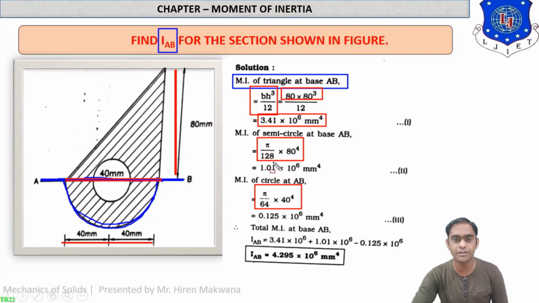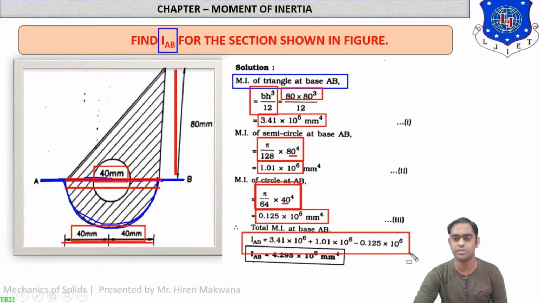So pi by 128 d raised to 4, where d means diameter of the semicircle, which is again 80 now. So pi by 128 into 80 raised to 4, you will get 1.01 into 10 raised to 6. For the part 3, means circle, diameter is 40. So pi by 64 d raised to 4 is the formula, where d equal to 40. You will get the answer 0.125 into 10 raised to 6 mm raised to 4. So moment of inertia IAB will be equal to this.